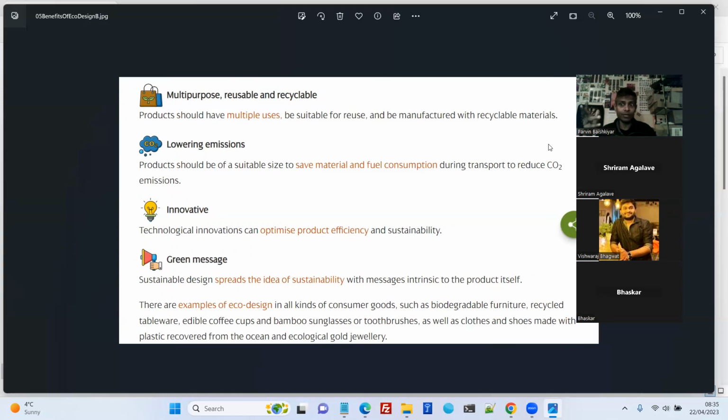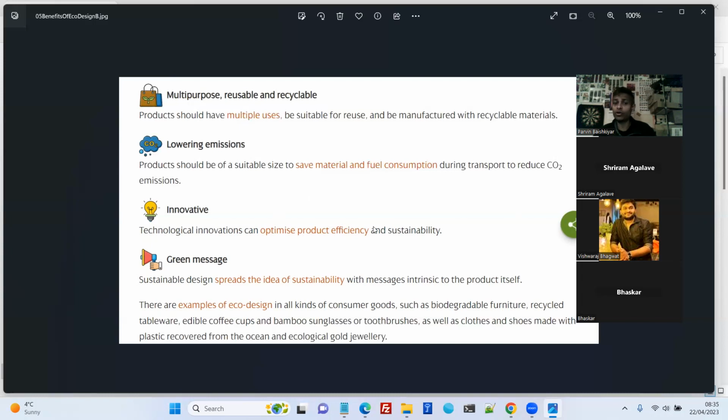It's not about, hey, I made this product and this is only my product, right? Once it goes to the consumer, they can do anything with it. Like you have a cell phone that got spoiled, but its battery can still be used to charge your home, like make solar power panels, or be reused as battery storage for that. Lower emission products should be suitable for the same material and fuel consumption.